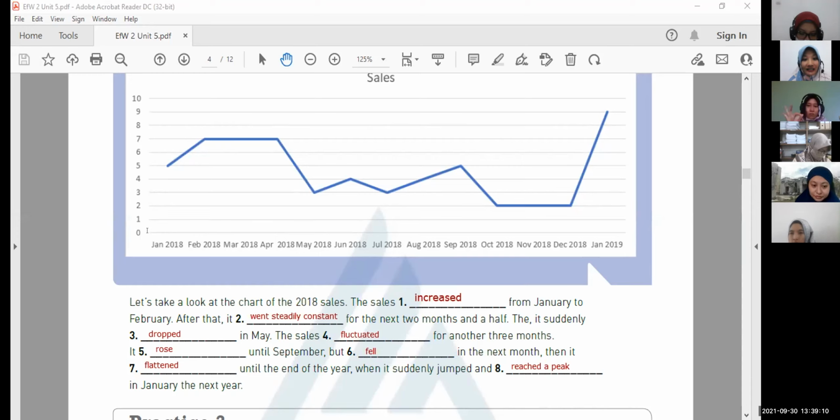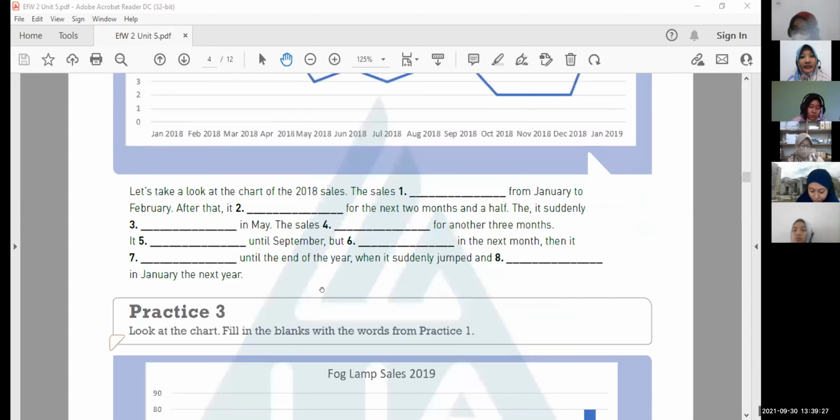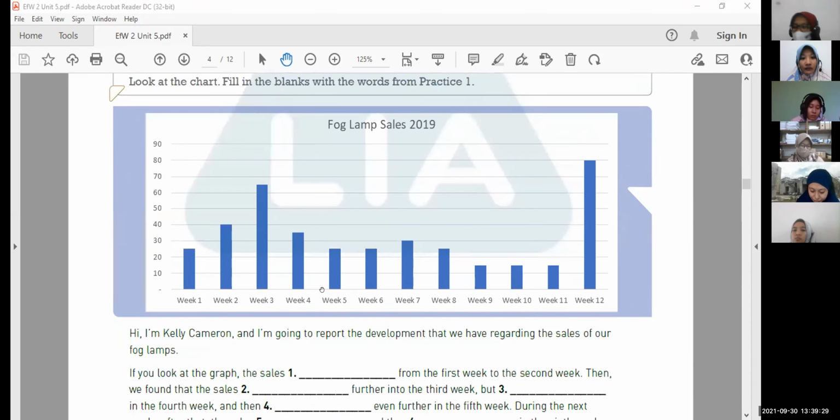Or can I continue with the next one? Oh, okay, nice. Okay, I think I can continue to practice 3. So you can scroll it down to practice 3, everyone. Now on practice 3, it's still the same like practice 2. This is about fog lamp sales in each week, week 1 until week 12 in 2019.